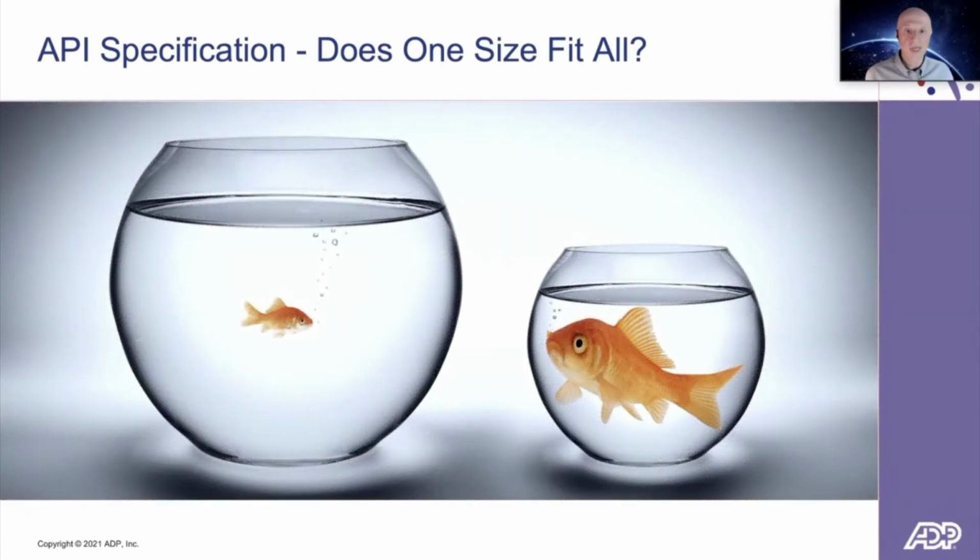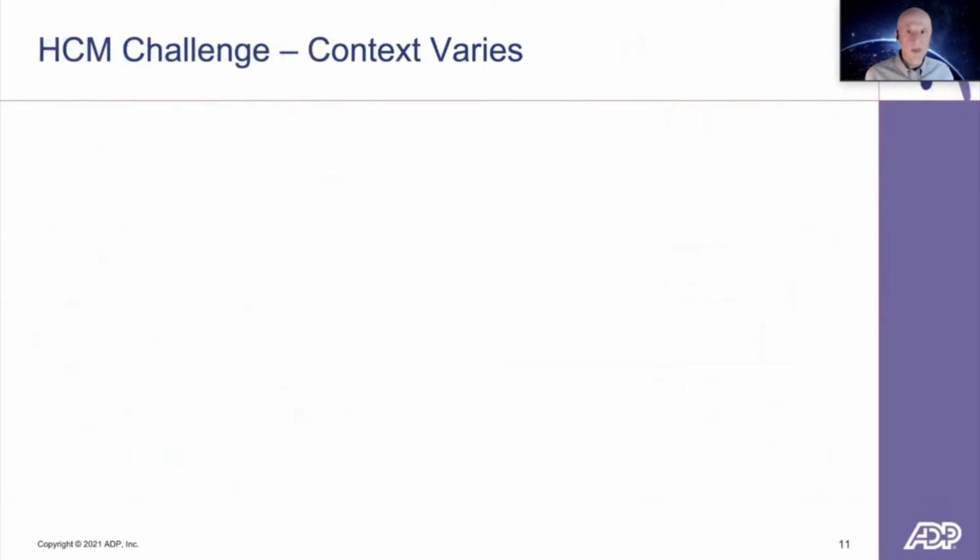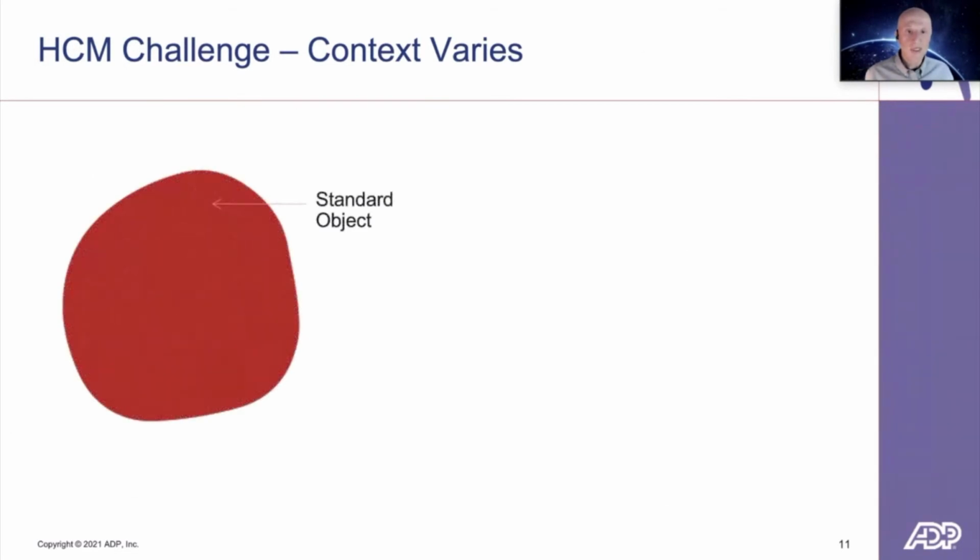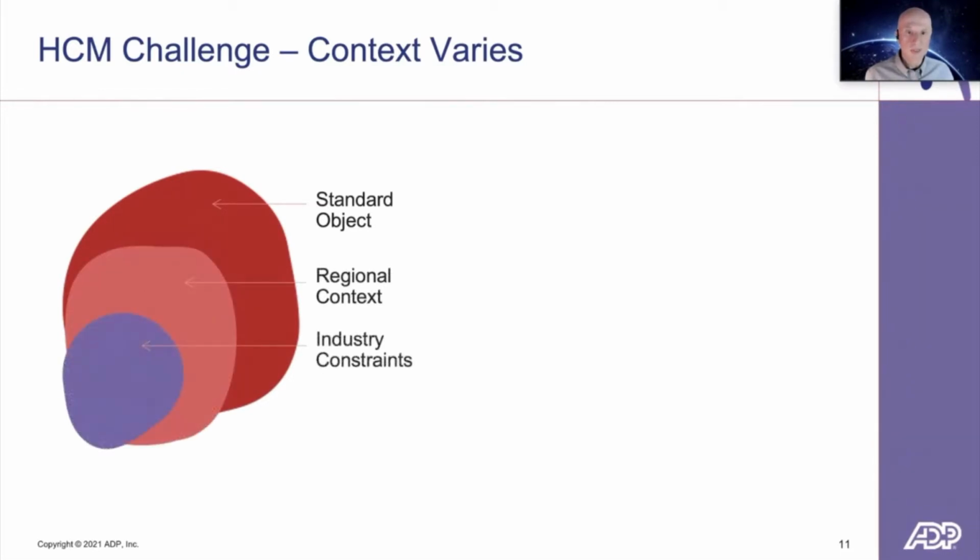Let's try to find the answer and look at some of the challenges in the HCM, human capital management field, but I'm sure those challenges are applicable to all different fields. When we define a standard object or entity, its definition may need to be projected, both globally and regionally, to a specific industry, and possibly to a specific client, based on its size and the level of service.